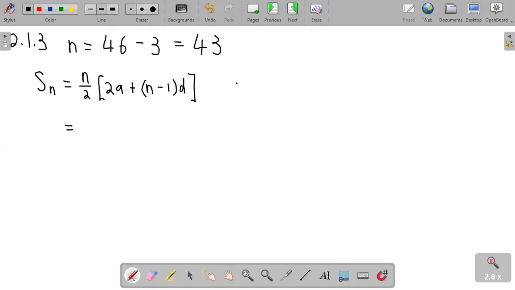Or we can use the other one to find the sum also. Then the one that uses the last term is going to be equal to n over 2 times (a plus l). Okay, l being the last term of the pattern.